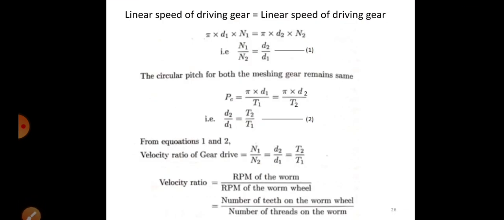The velocity ratio I can write in sentence form. It is the ratio of RPM of worm divided by RPM of worm wheel. The velocity ratio for a worm gear is different from the other gears. For a worm gear it is the speed of the worm to the speed of the worm wheel, or I can write it as the number of teeth on the worm wheel divided by the number of threads on the worm. Just remember this velocity ratio formula.